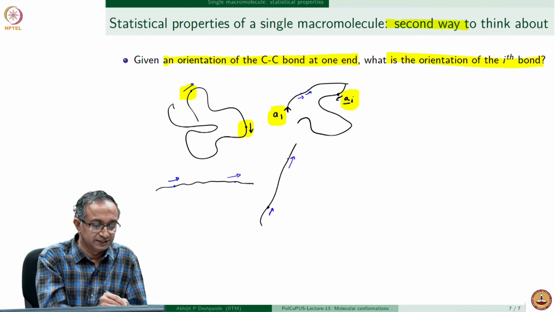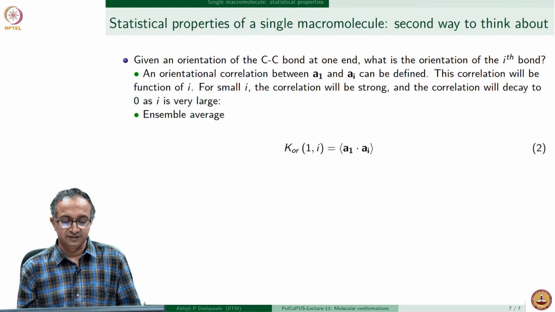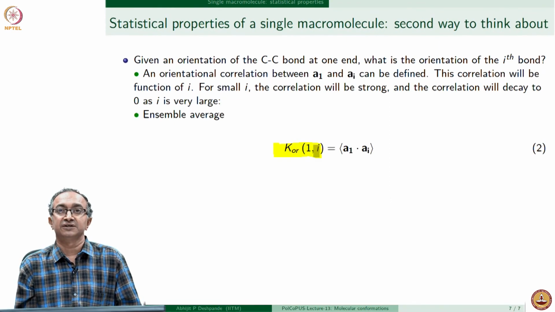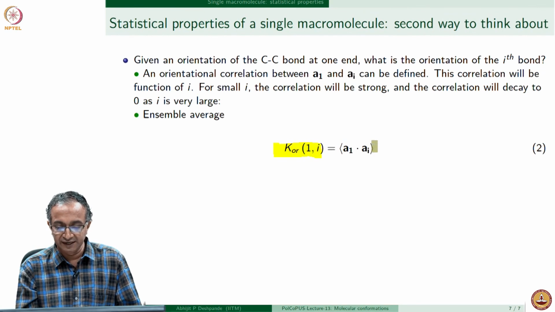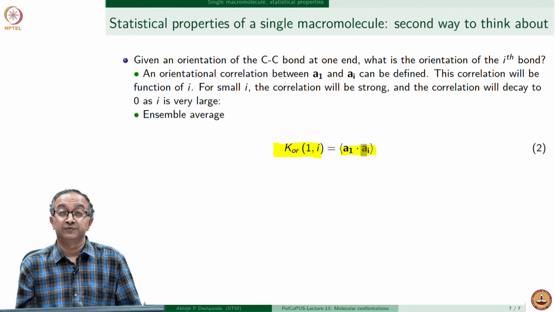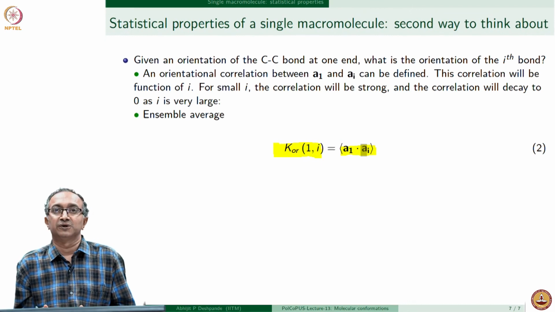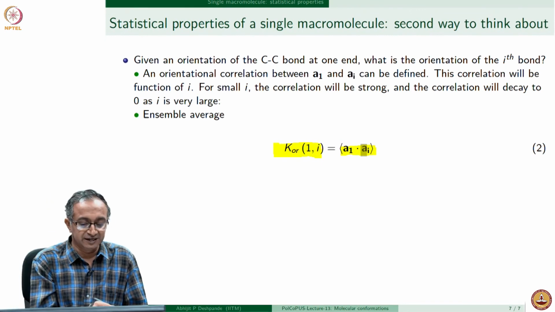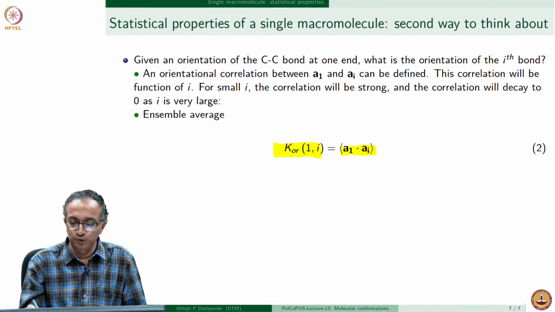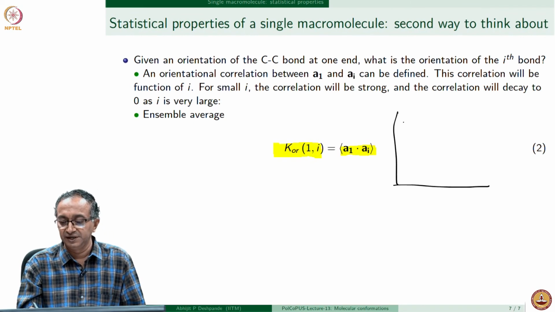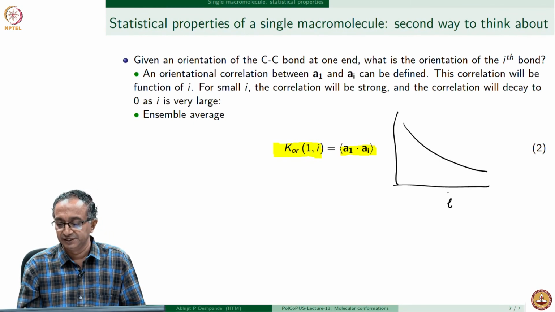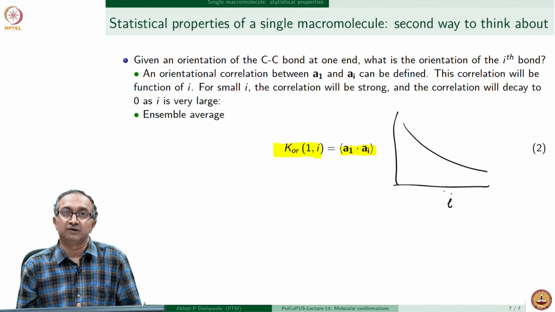So this is done by defining something called an orientational correlation function, which is an ensemble average of comparing the orientation of the first bond with the ith bond. We would expect this function to decrease as you increase i. So bonds which are closer to each other are correlated, and bonds which are further apart are not correlated.